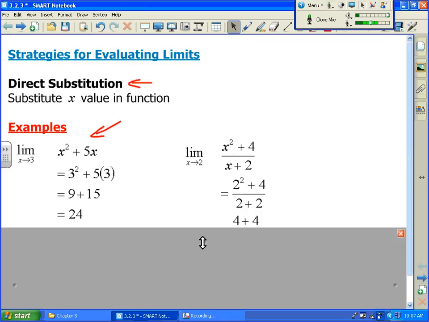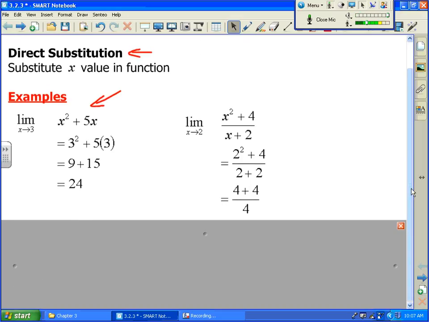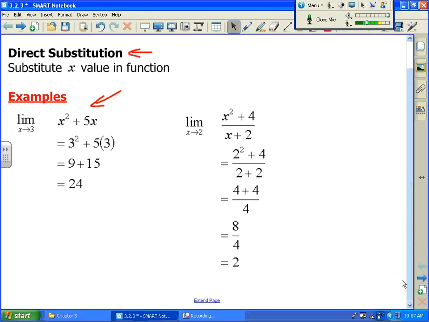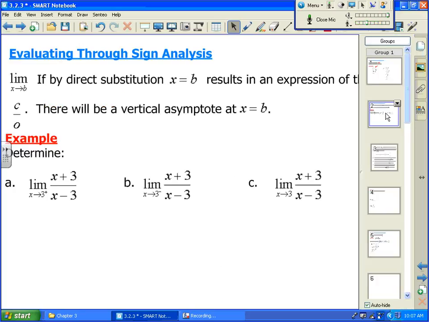The one over on the right does have a denominator, but fortunately for us, we're approaching positive 2. So when we use direct substitution, we're not going to get a 0 in the denominator, as you can see, and we just simplify as you would in any other math class you've taken up to now, and I get an answer of 2. So that would be the limit as x approaches 2 for that function. Pretty straightforward. Like I said, not used too often.